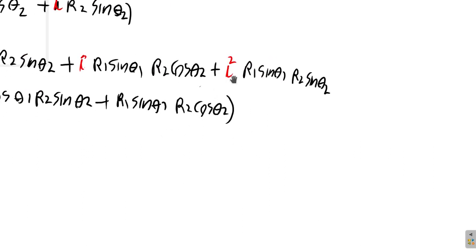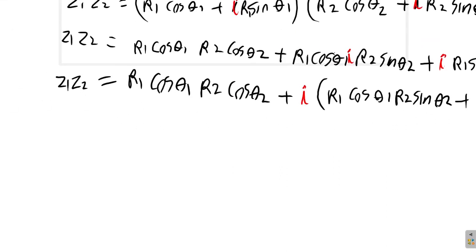Then the i squared becomes negative, so we say minus R1 sine theta 1, R2 sine theta 2. See that? After that, what is Z1 Z2? It is equal to, let's put R1 and R2 together now, R1 R2 cos theta 1 cos theta 2.